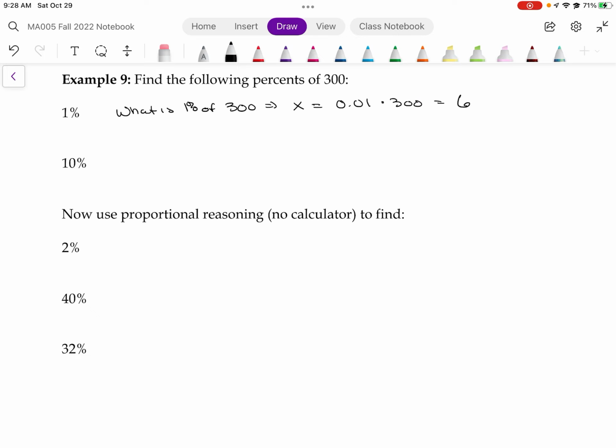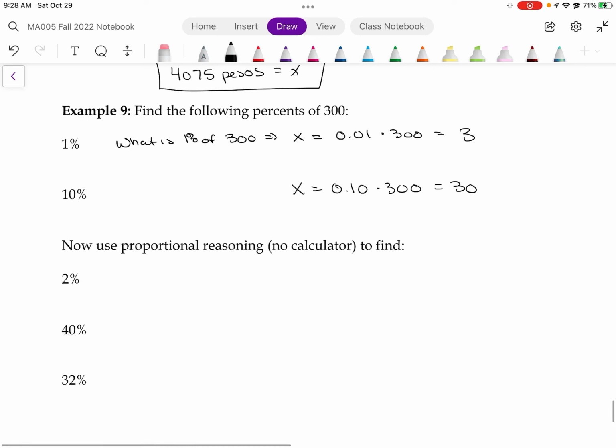Goodness, I was looking at a different answer. 3. All right, so same thing. What is 10% of 300? So x is 0.1 times 300, and that is 30. What do you think we did with 300 to get to 3 and to get to 30?